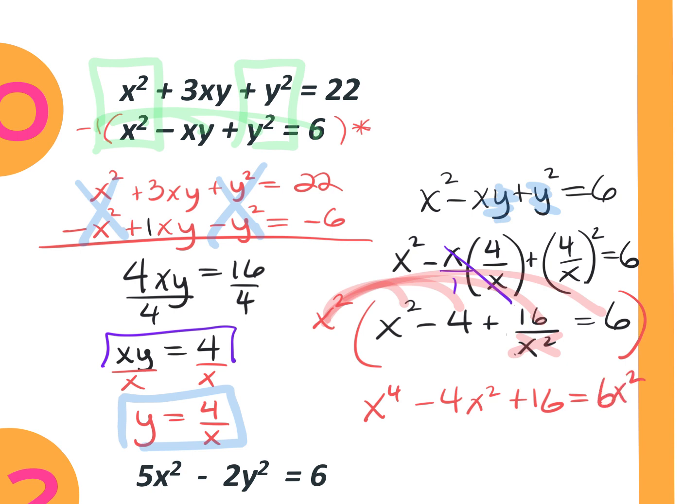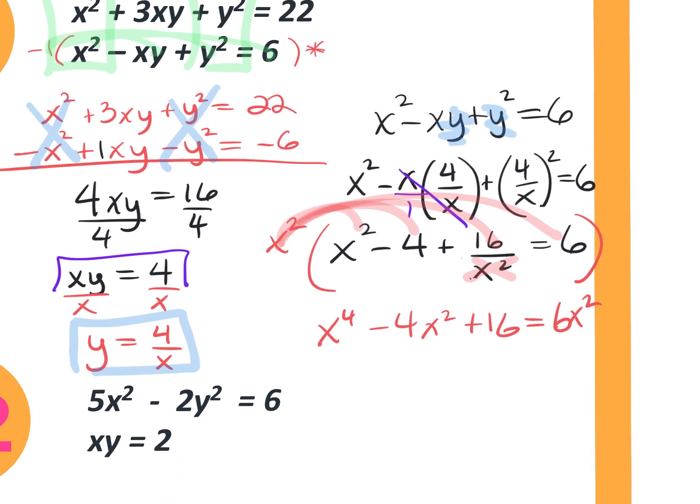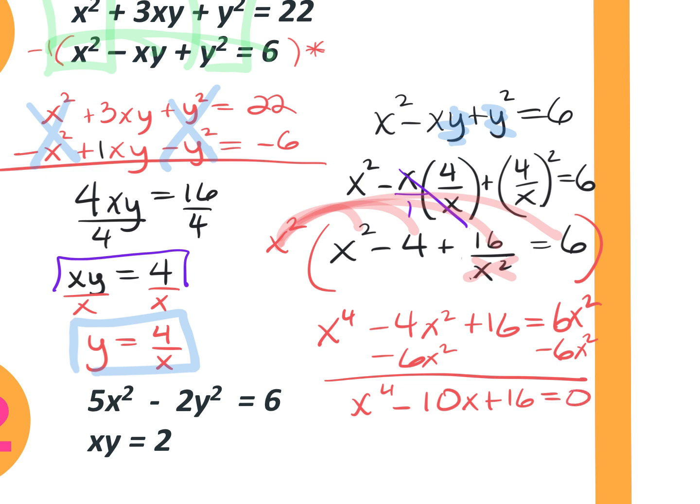I now need to combine my like terms. So I'm going to go ahead and subtract 6x squared, because I'm going to set my equation equal to 0, because I'm solving for x. So I get x to the 4th minus 10x squared plus 16 equals 0.